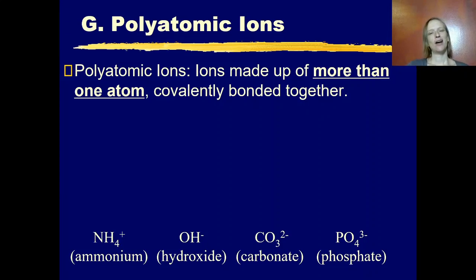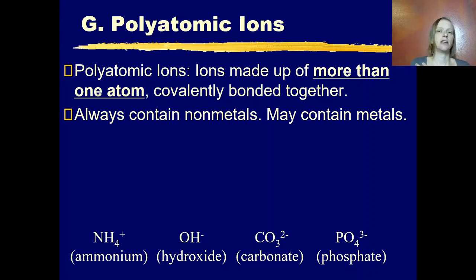The next thing we're going to look at when it comes to naming ionic compounds and writing their formulas is what to do with polyatomic ions. Polyatomic ions are ions made up of more than one atom, and that cluster of atoms is covalently bonded together. So polyatomic ions are kind of funny because you've got an ionic compound, but the little cluster in the polyatomic ion is covalently bonded together.